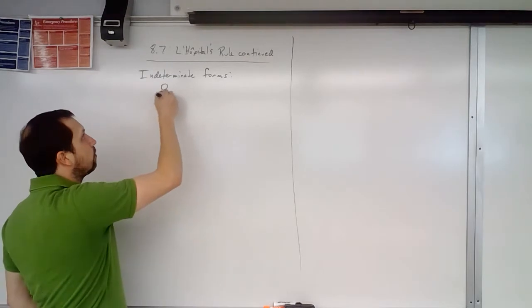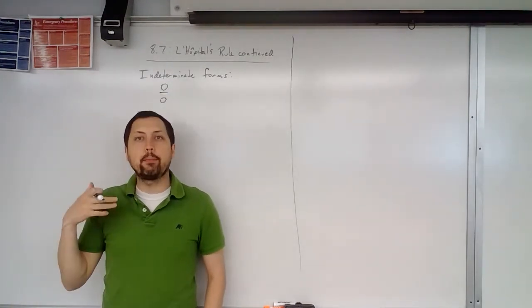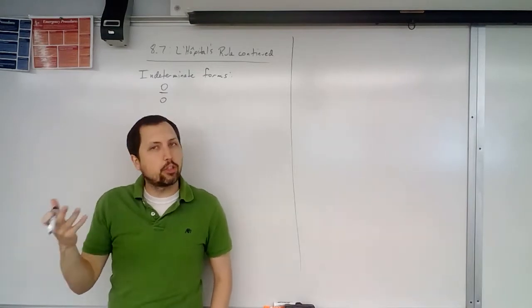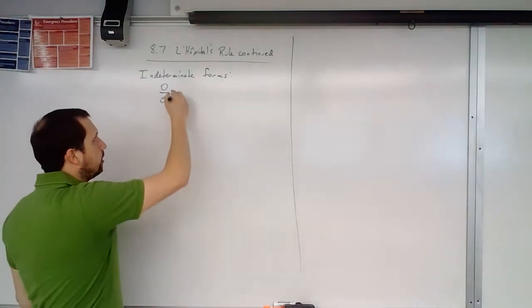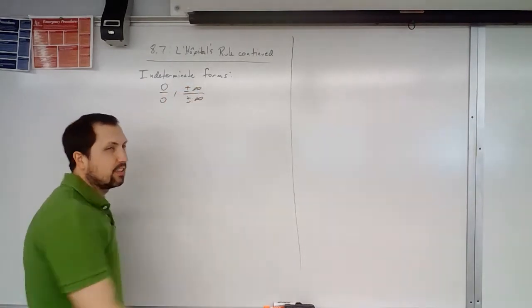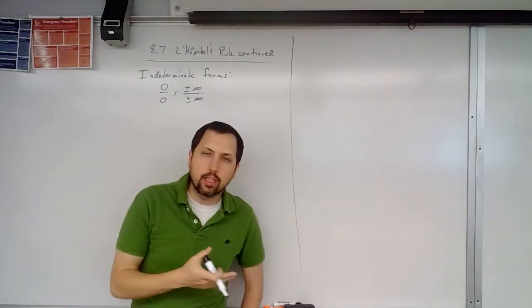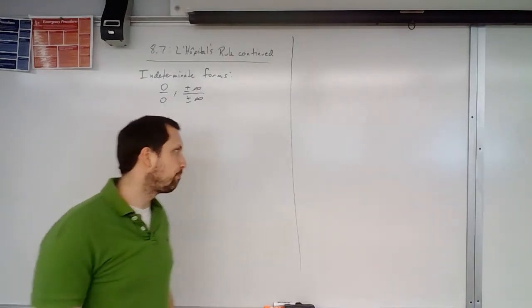So we knew that 0 over 0, right? If we have a limit that gets 0 over 0, that means we have to do more work. We can't determine the limit as is. It is an indeterminate form. Another indeterminate form that we've seen a lot of is plus or minus infinity over plus or minus infinity. This one we've also seen plenty. We can use L'Hopital's rule in this case as well.